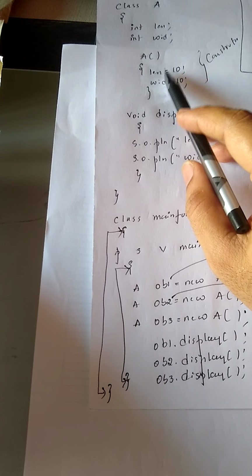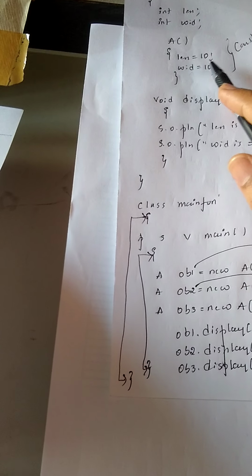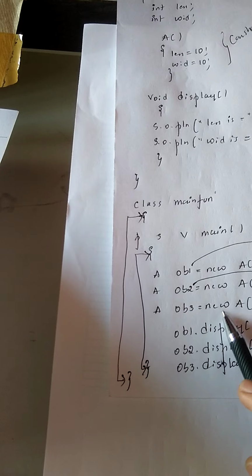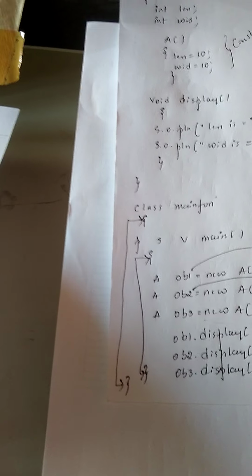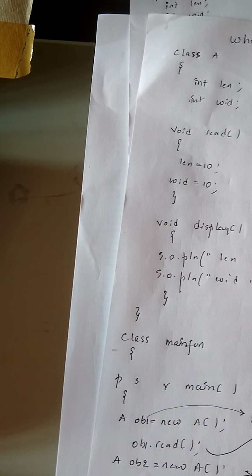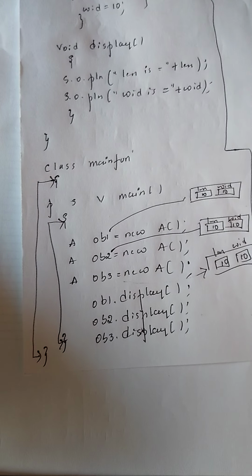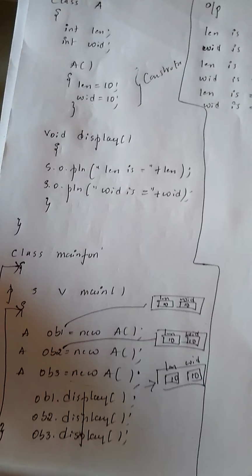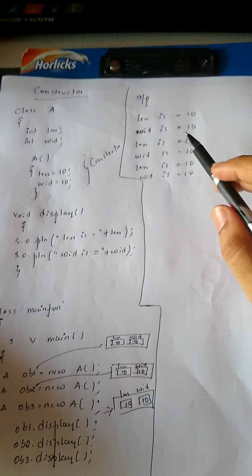Again the same thing with respect to object 2: space will be allocated, and the constructor will be executed. Again with respect to object 3, space will be allocated. Once you create an object, space will be allocated and the constructor will be executed. Compared to the previous program, where I'm calling the read function 3 times, here there is no need of calling the read function. The constructor will do it by itself. If you just create an object, the constructor will be executed, and you will get the same output. This is the advantage of the concept called constructor.